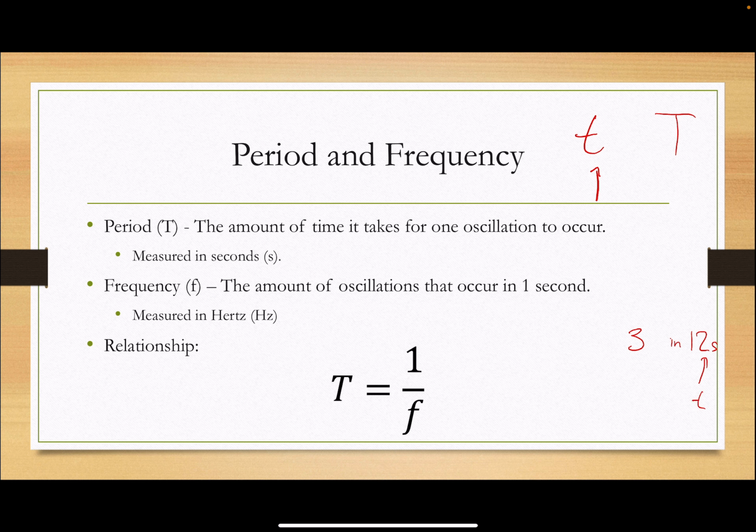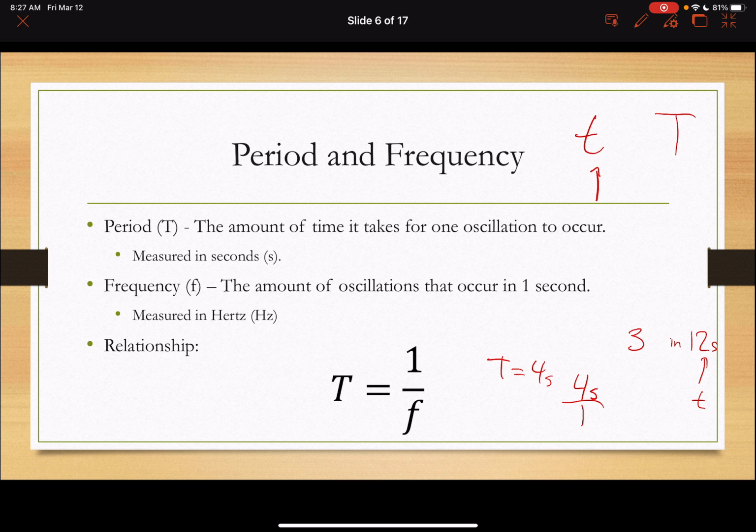This is my lowercase t, okay? Because that's the total time that actually happens. T is my period. It's the amount of time for one oscillation to occur. So if 3 oscillations occur in 12 seconds, that means 4 seconds is the amount of time it takes for one oscillation to occur. So that means my period is equal to 4 seconds. Okay, so that's the difference there.